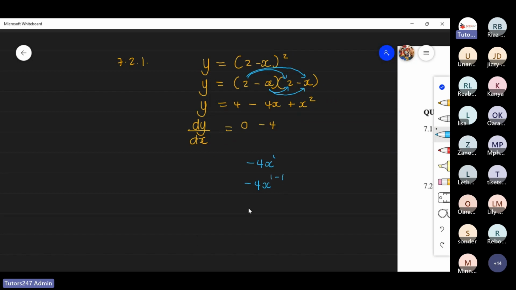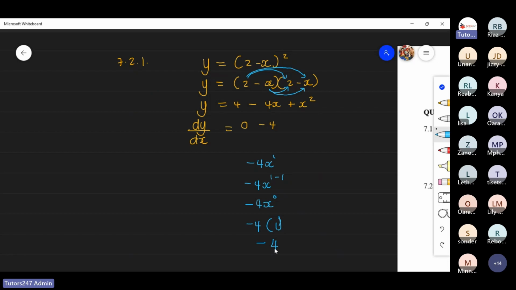From here, this becomes negative 4x to the power 0. And we know that anything to the power 0 is 1. But keep in mind, the negative 4 is not raised to the power 0. It's only the x that is raised to the power of 0. So this becomes minus 4 times 1. That x to the power 0 became 1. Negative 4 times 1 just becomes minus 4.